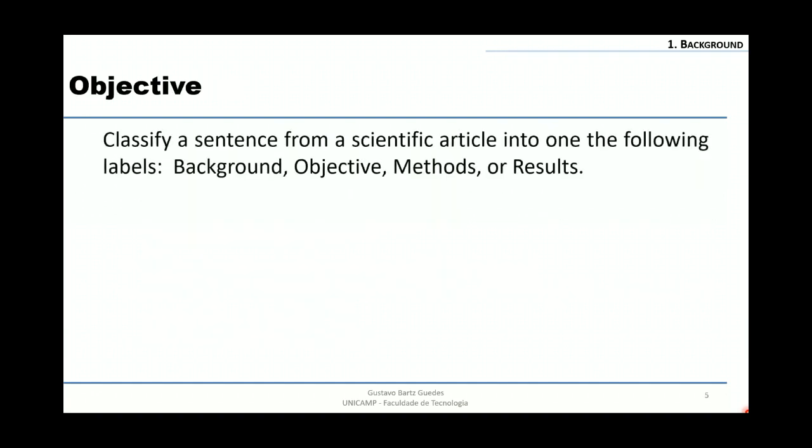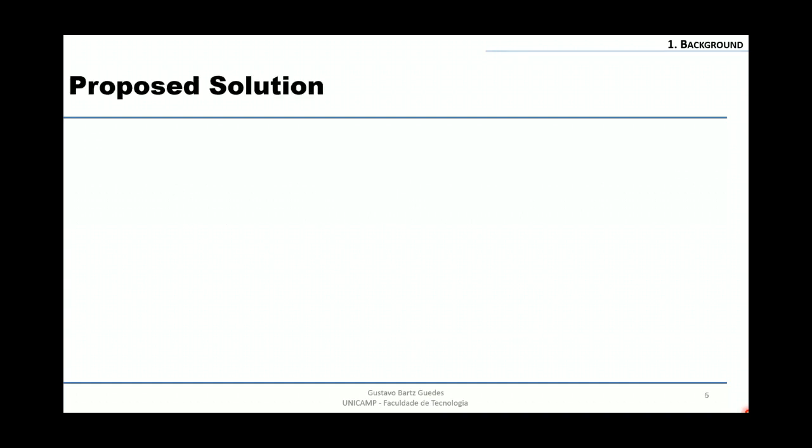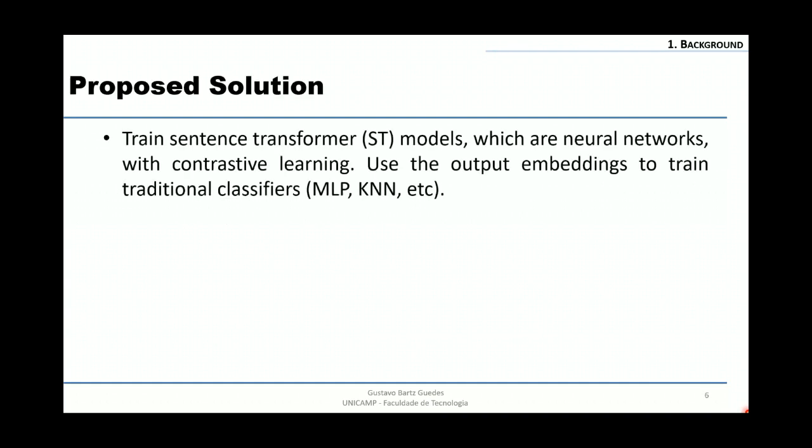So our objective here is, given a scientific article, a paper, to classify each sentence of this paper into the labels background, objective, methods, or results. Our proposed solution here is to train a sentence transformer model, which is a deep neural network, with contrastive learning, and use the output embeddings to train traditional classifiers such as MLP, KNN, and so on.